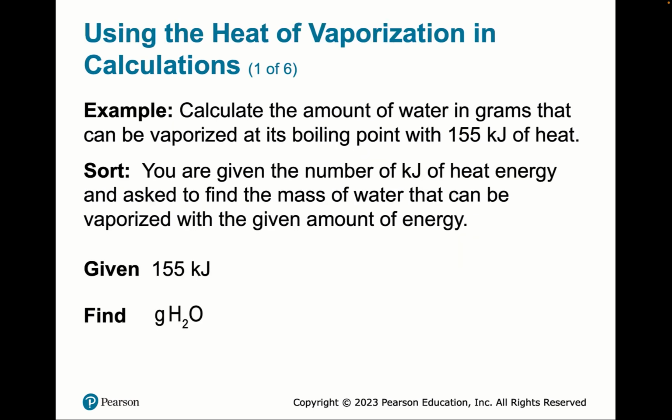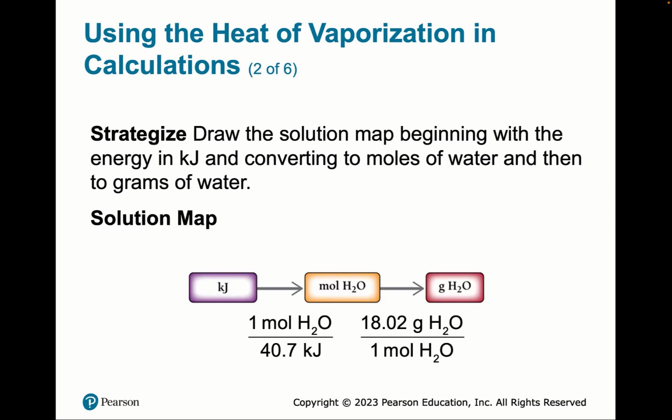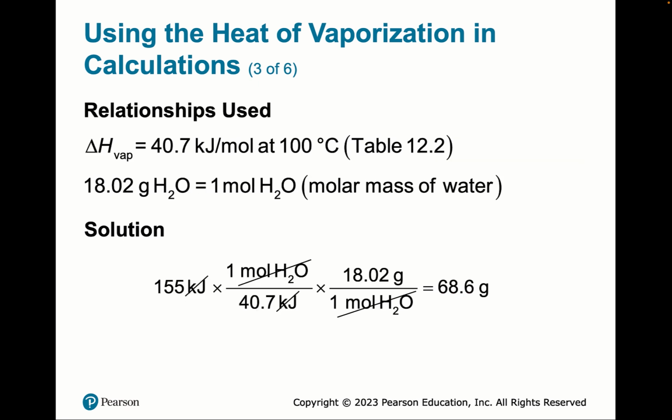So let's do a problem like this. Calculate the amount of water in grams that can be vaporized using 155 kilojoules of heat, vaporized at its boiling point, so we're not heating up the water. So from the 155 kilojoules we can figure out the number of moles of water we can get, and then from the molecular weight we can figure out the mass of the water.